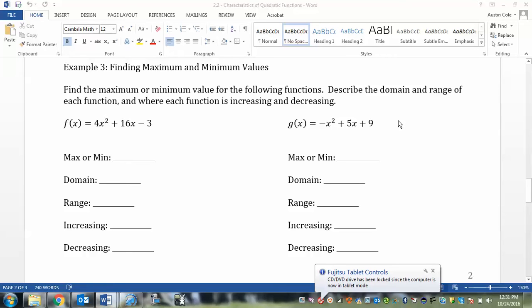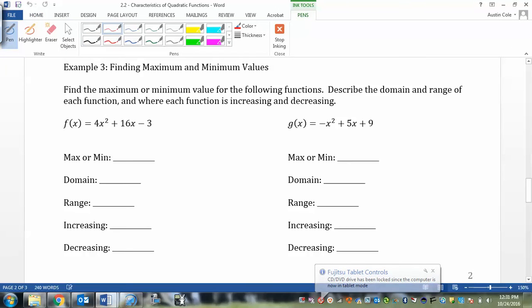Now, if I look here at this second one, g of x, think about it, don't shout it out. Is this going to have a maximum or a minimum? Hannah, is it going to have a maximum or a minimum? Maximum. It's going to have a maximum. Why, Reed? Why is this going to have a maximum? Because it's got a negative in front. If it's got a negative in front, that means I know the graph is going to be opening down. So therefore, this is going to have a maximum.